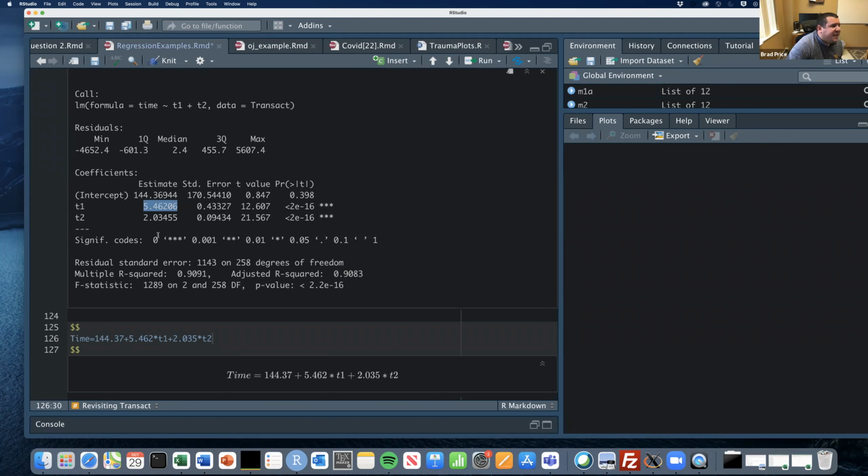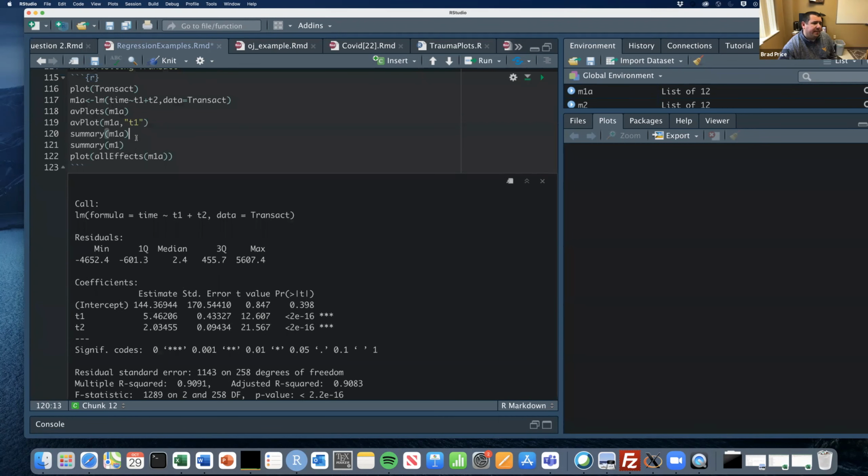My slope for T1 says leave T2 fixed. If I increase the number of T1 transactions by 1, so have an additional T1 transaction, I expect time to go up by about 5.46. So what that tells me is T1 transactions cost me about 5.46 minutes on average, and T2 transactions cost me about 2.03 minutes on average. That's an easy statement when I'm doing planning, right? I come back and say, I need to plan for this many, given these are my average transactions that occur.